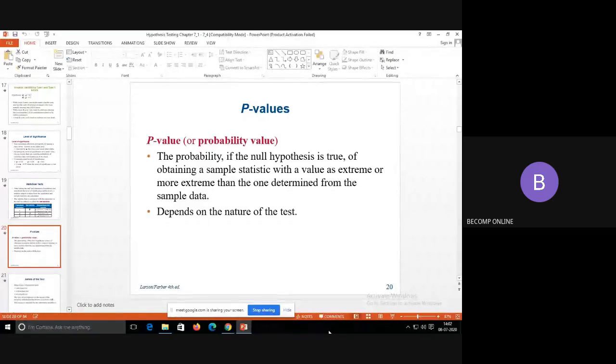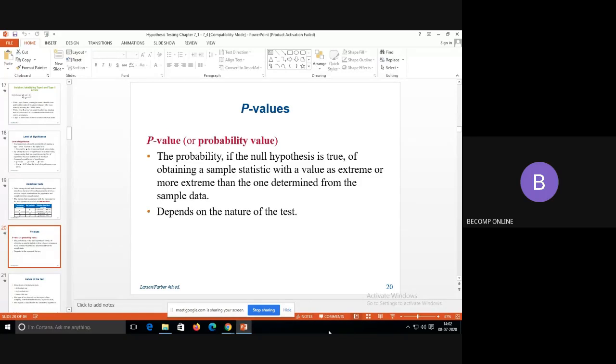Then we have seen p-values. So what is meant by p-value? The p-value is nothing but the probability value that we saw yesterday. It indicates the probability that your null hypothesis is true. As I have already said, there is a p-value table for the Z test, a p-value table for the t-test, and a p-value table for the chi-square test.